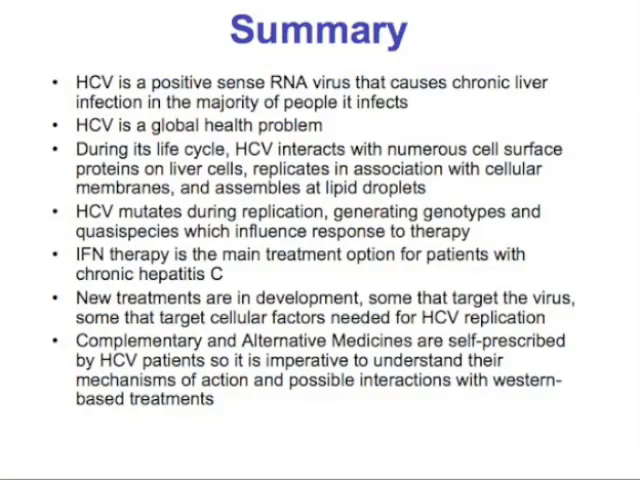So in summary, HCV is a positive sense RNA virus that causes chronic liver infection in the majority of people that it infects. HCV is a global health problem. During its life cycle, the virus interacts with numerous cell surface proteins on liver cells, replicates in association with cellular membranes, and assembles on lipid droplets. The virus mutates during replication, generating genotypes and quasispecies which influence response to therapy. Interferon is the main treatment option for patients with chronic hepatitis C. There are new treatments in development, some that target the virus and some that target cellular factors needed for replication.